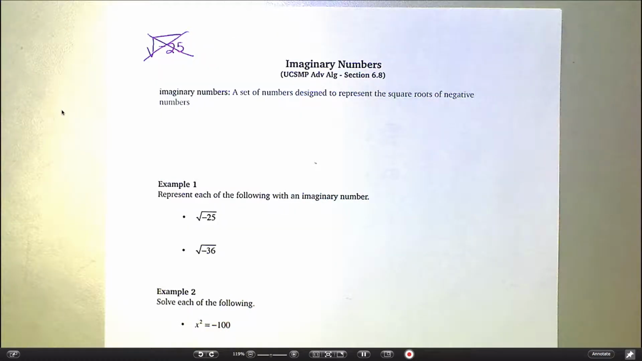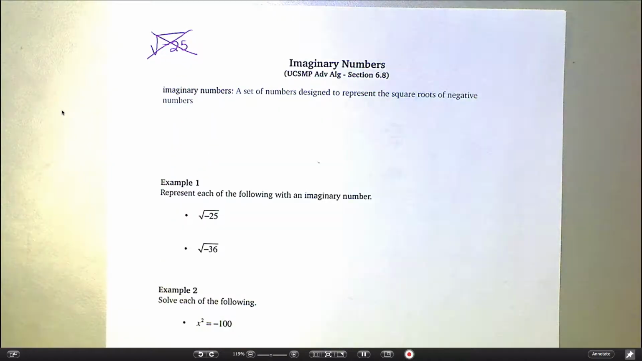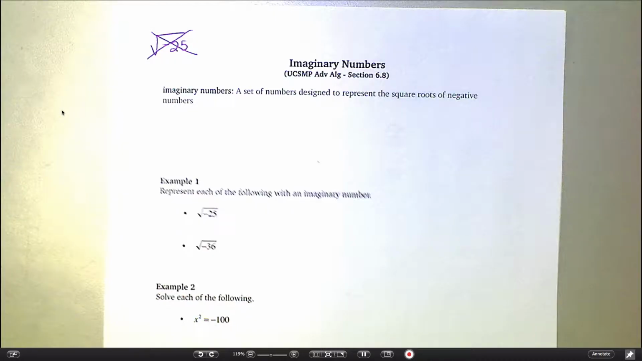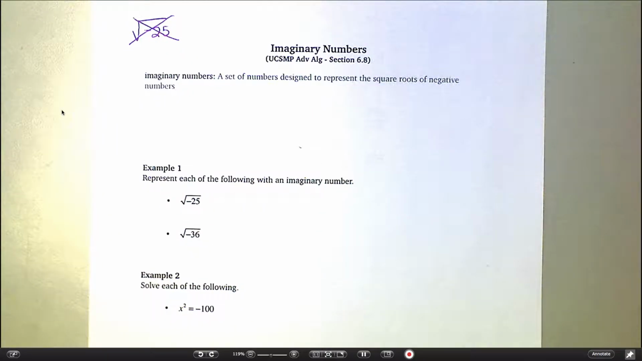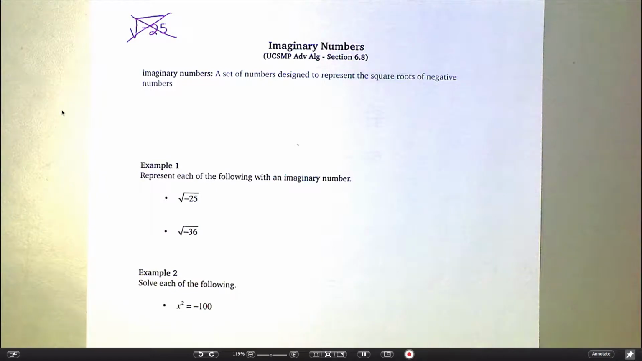And that really bothered mathematicians. There's a lot of scenarios where this kind of thing shows up, and they didn't want to just keep saying, oh, no solution, no solution. So they came up with a system of naming numbers to represent square roots of negative numbers, and that's the imaginary numbers. So when I talk about something being imaginary, that's specifically what I mean, a square root of a negative number, okay?